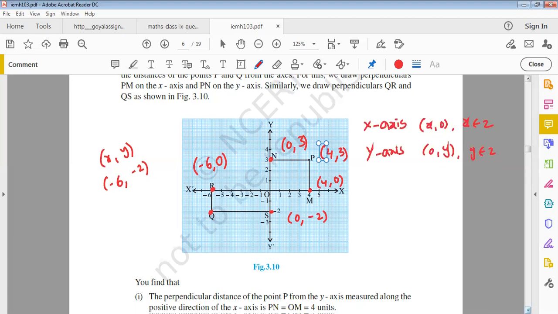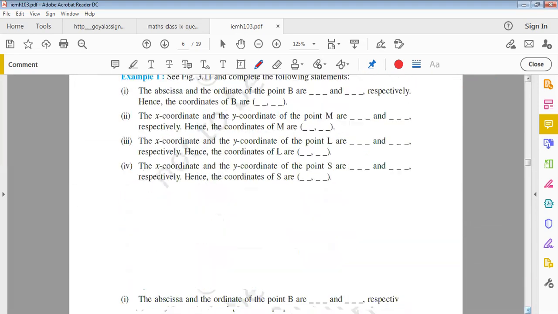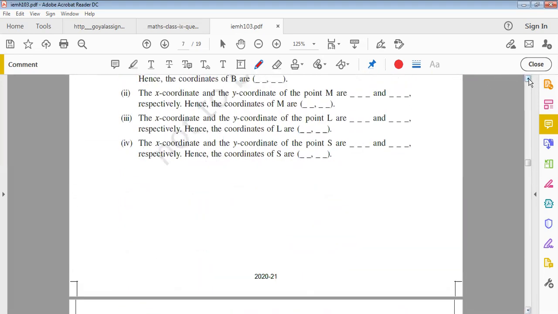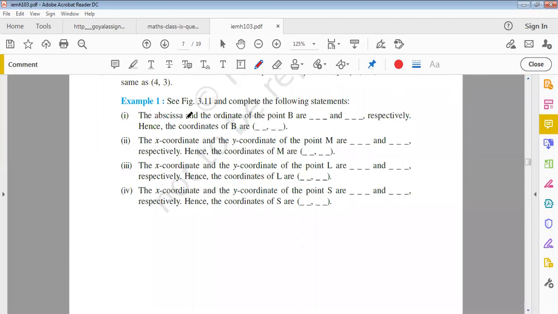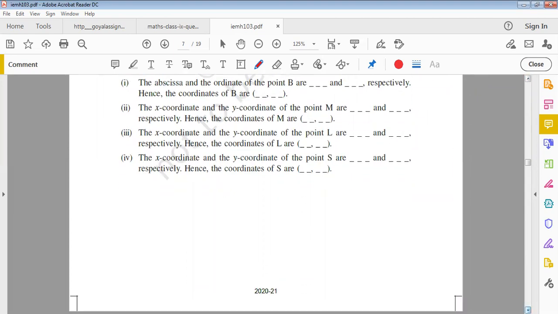Okay, next. Coming to this one. See the figure 3.1 and complete the following. Already we have done it there. No issues here.